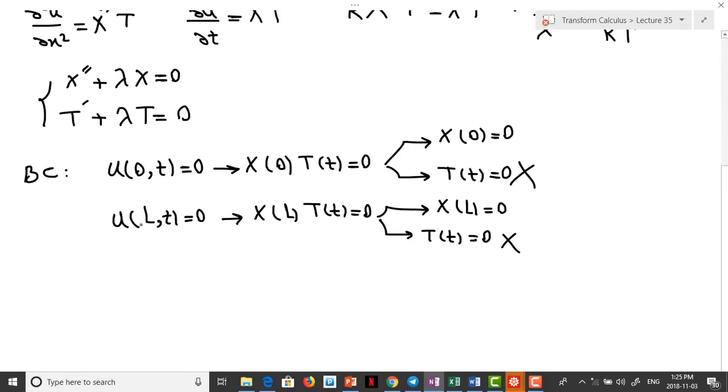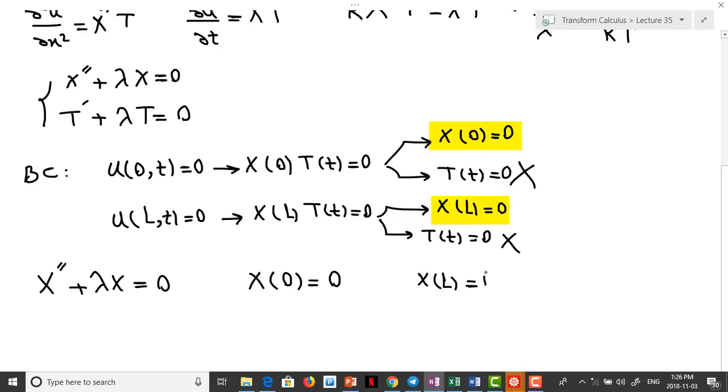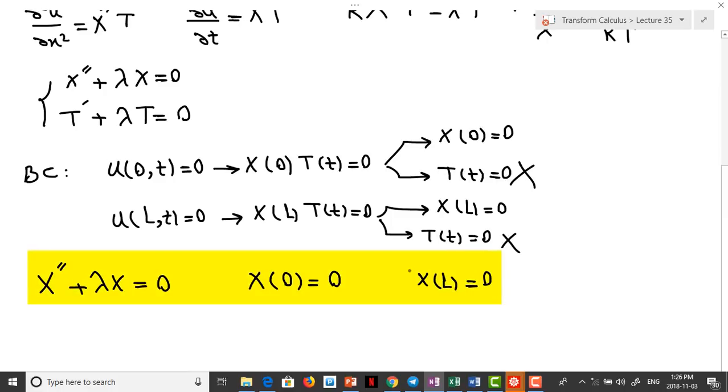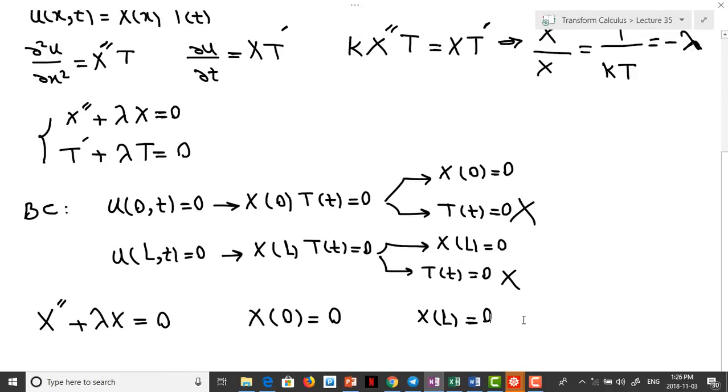So now for this ordinary differential equation here, we have X double prime plus lambda X equal to 0. We have two boundary conditions. We know that X at 0 is equal to 0 and X at L is equal to 0 as well. Now we have to solve this ordinary differential equation. In order to solve it, like last lecture, we have to consider three different cases for lambda.